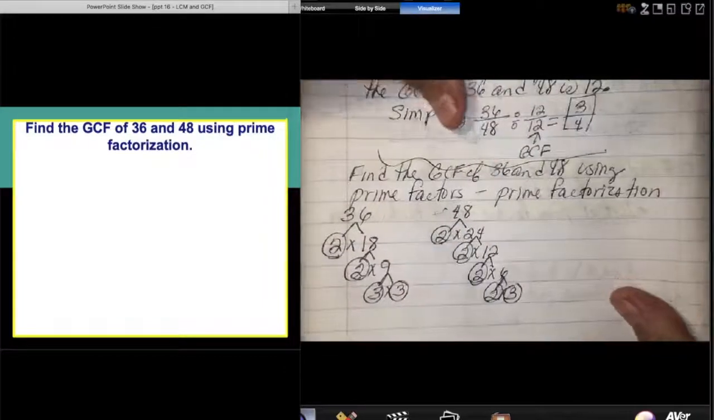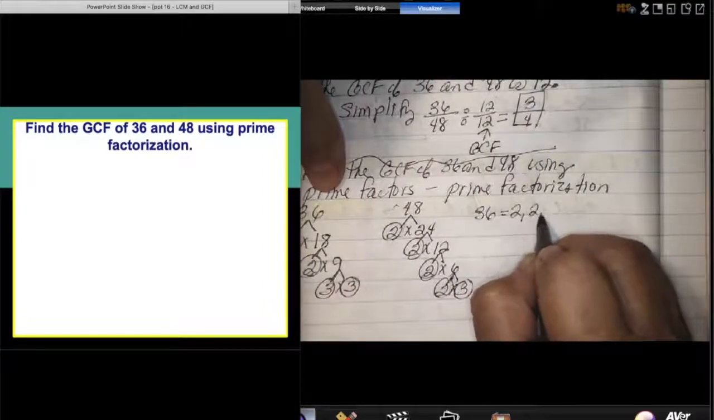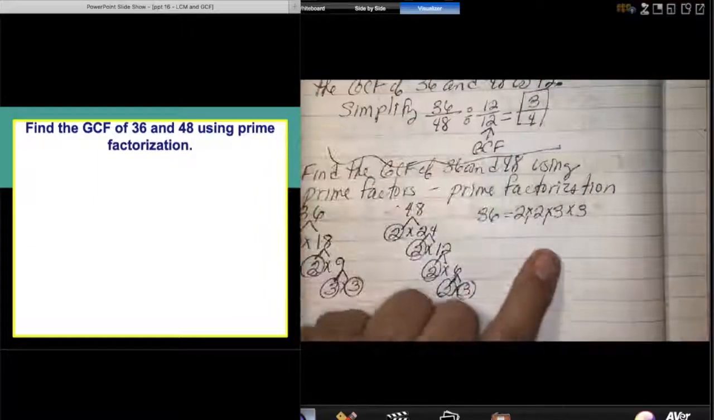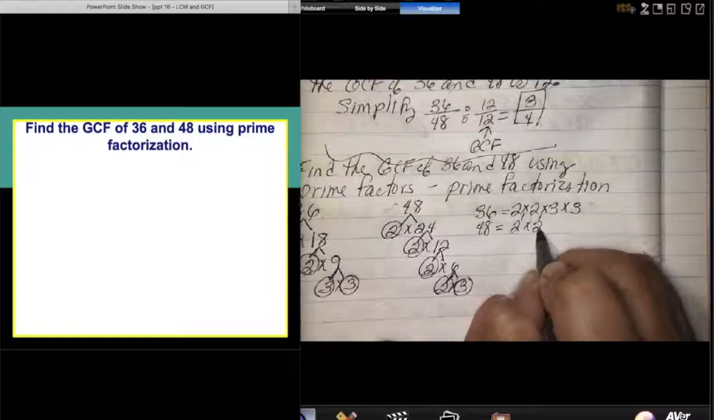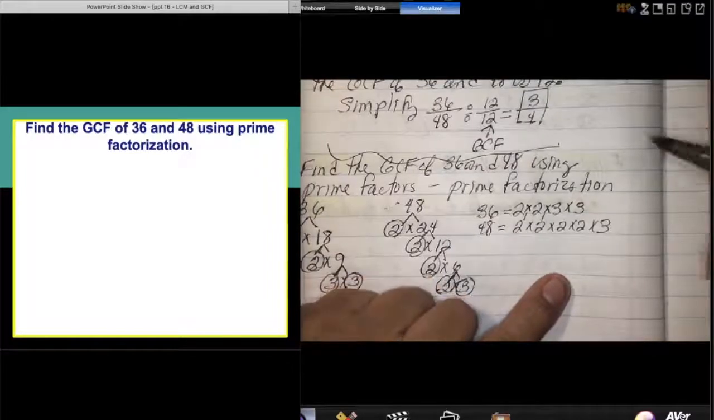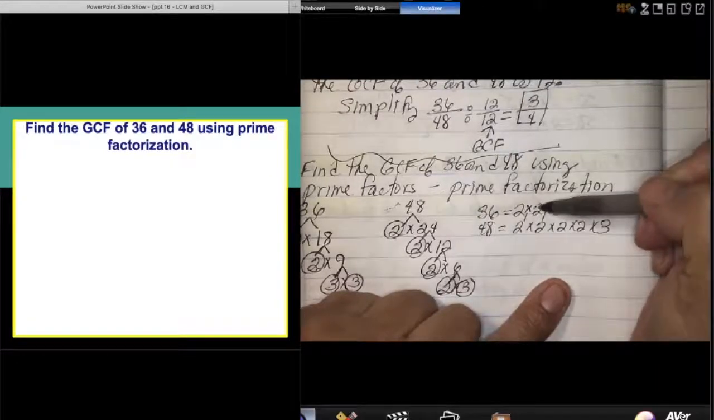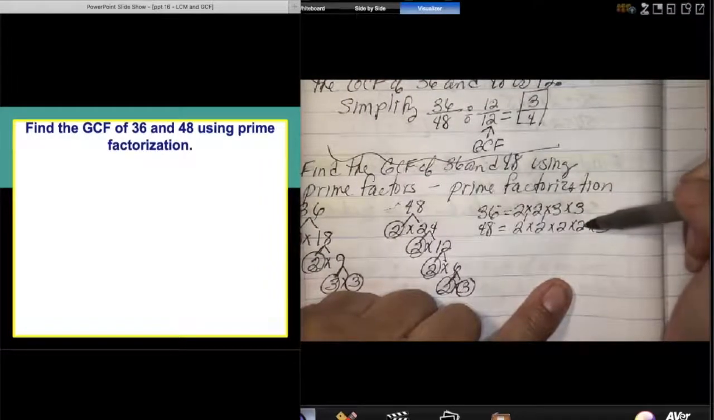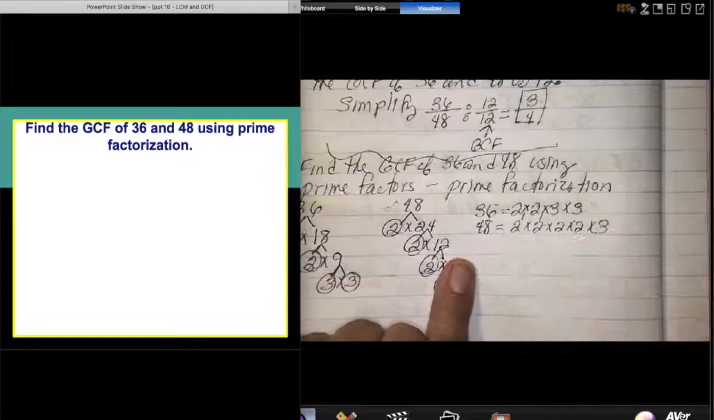Okay, so let's go ahead and write out the list. The prime factors of 36 are 2 times 2 times 3 times 3. Let's put a multiplication symbol in between. 48 is equal to 2 times 2 times 2 times 2 times 3. Let's check it and make sure I got them all. You can multiply either right to left or left to right. 3 times 3 is 9, times 2 is 18, times 2 is 36, so that's correct. 3 times 2 is 6, times 2 is 12, 12 times 2 is 24, and 24 times 2 is 48.